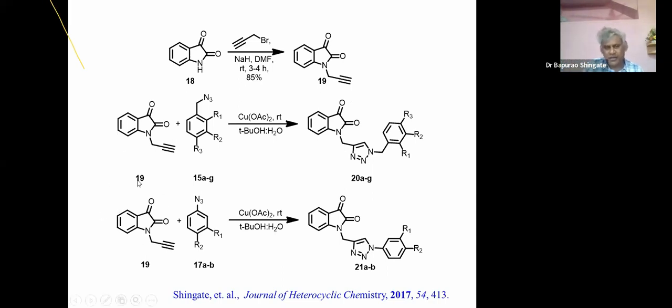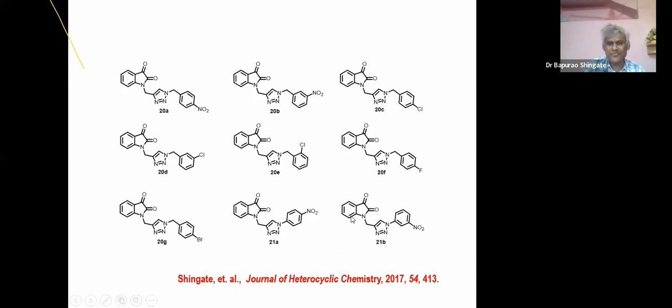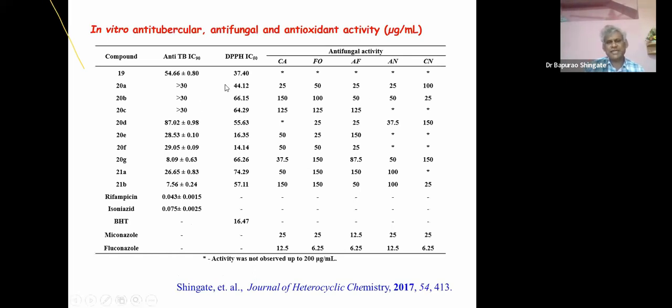And similarly, this alkyne-based isatin, on reaction with aryl azides. These aryl azides were prepared from corresponding arylamines via diazotization followed by substitution with sodium azide, which gives corresponding 1,4-disubstituted 1,2,3 triazoles having this isatin moiety in the final structure. These are the structures of the molecules, characterized very well and screened for their antitubercular, antioxidant as well as antifungal activity, and see some of the compounds are showing lower IC90 value, lower IC50 value as well as lower MIC value for fungal strains against the standard drugs, that is rifampicin, isoniazid, butylated hydroxytoluene, miconazole, fluconazole.